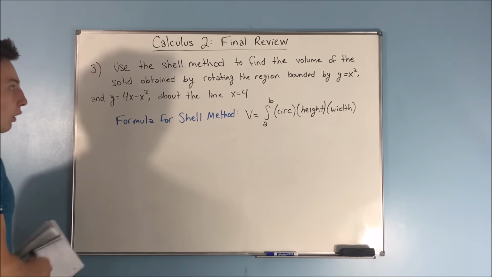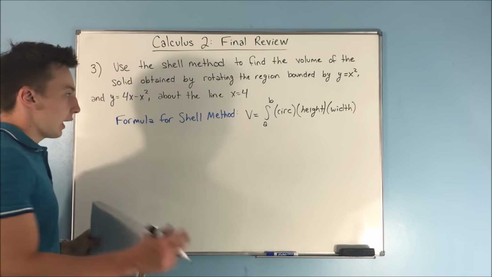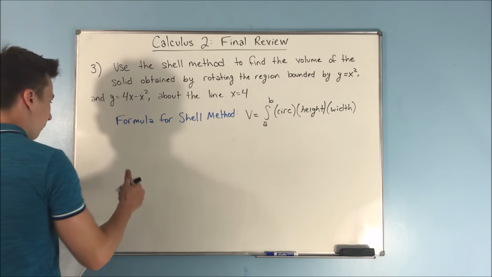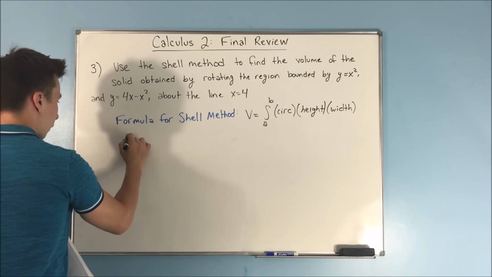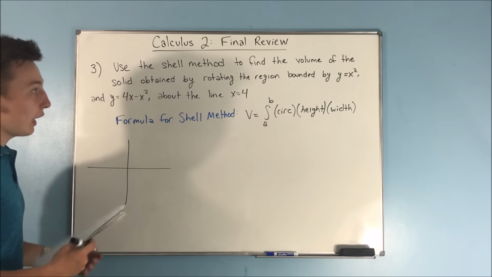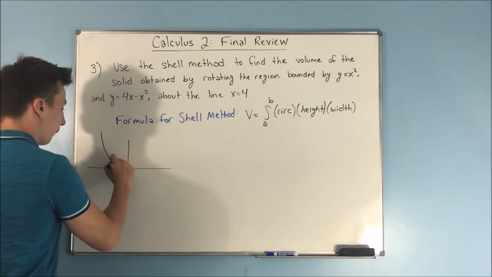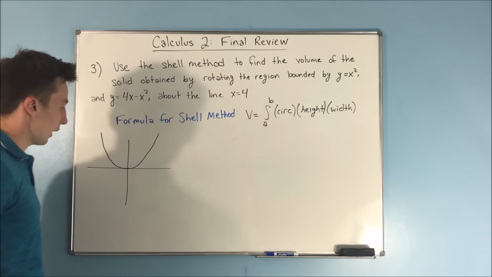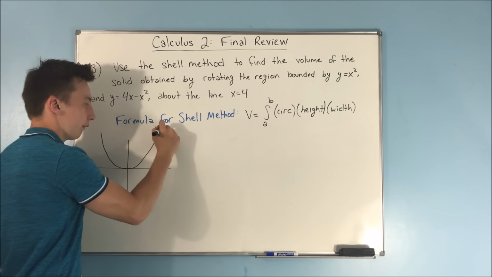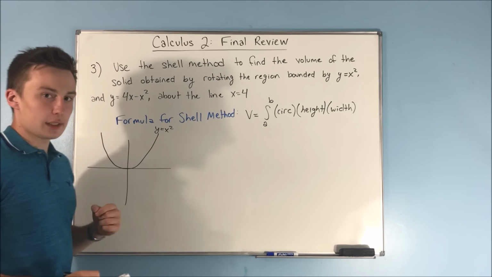Now let's see what our region is. Let's rotate it about the line x equals 4 and just get a better picture of what we're doing here. So first we have the graph y equals x squared. This is something that we know what it looks like. Now next we have y equals 4x minus x squared.